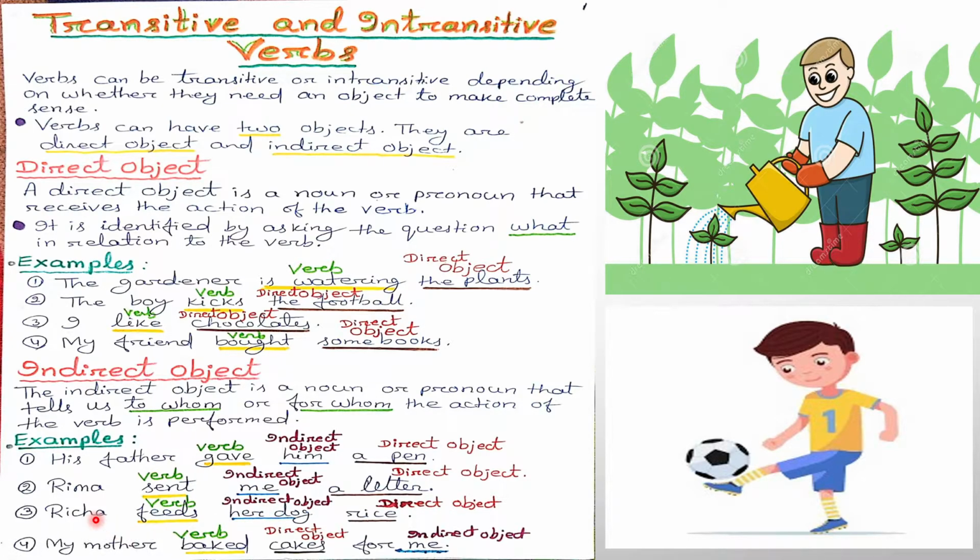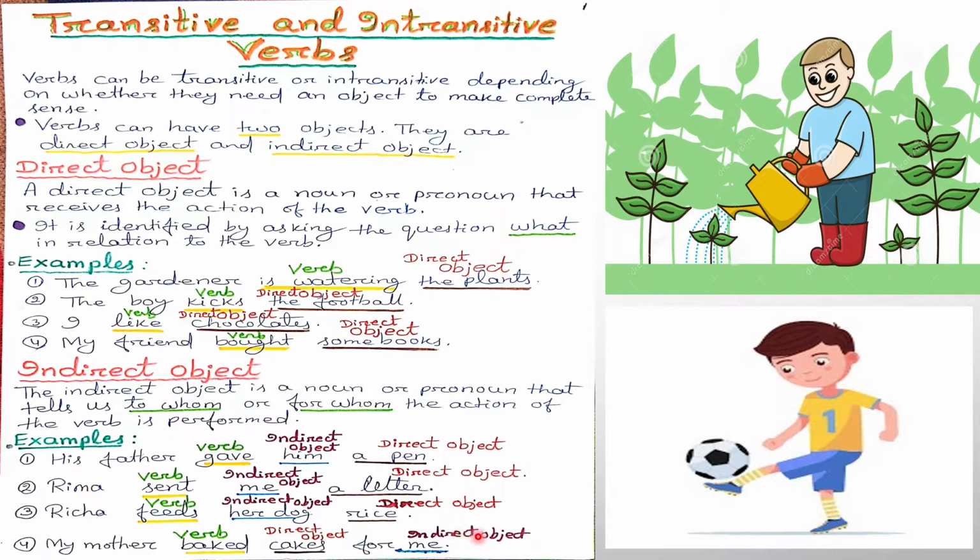Fourth example. My mother baked cakes for me. What did my mother bake for me? The answer is cakes. Cakes is your direct object. For whom did my mother bake cakes? The answer is me. Me is your indirect object.